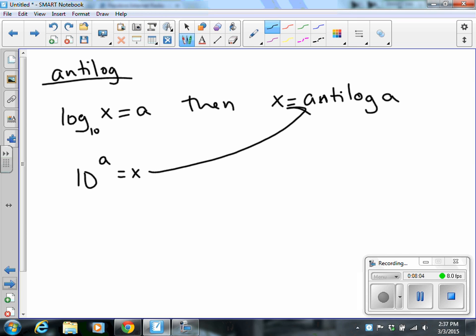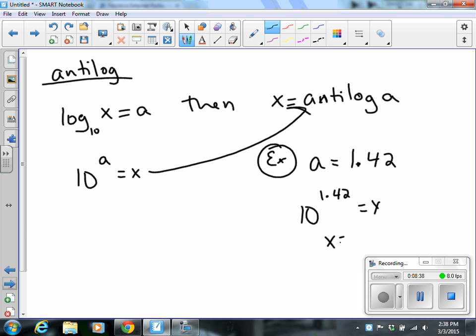Okay, so what's going to happen is they're going to give you the a value, and you're going to have to solve for x. They won't say solve for x, they'll say find the anti-log. So let's say, for instance, a is 1.42. So again, I know that the anti-log is really exponential form. So I have 10 to the power of 1.42 equals x. Well, I can just plug that right into my calculator. And I see that x equals 26.3027. All right, not too shabby.